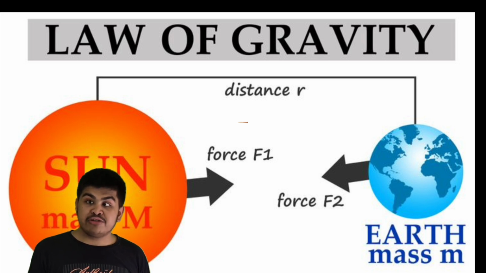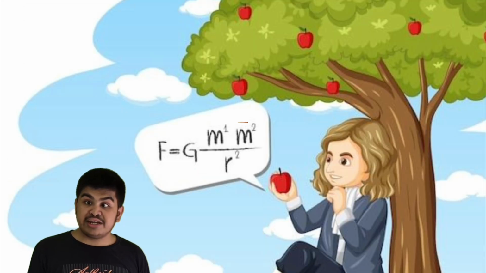So before directly going to the topic, let us see a story. When Sir Isaac Newton was sitting under a tree, an apple fell on him. He was amazed and astonished and he proposed a theory that there must be a force of attraction between the apple and the earth which attracted the apple towards the earth, and he named this force as gravitational force.